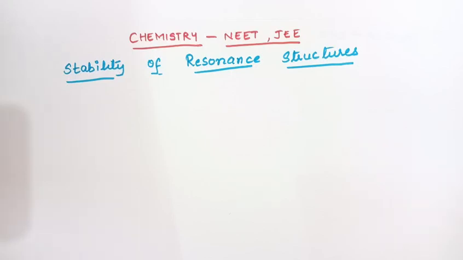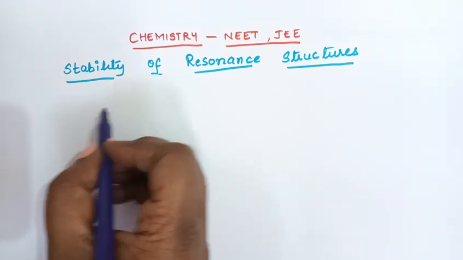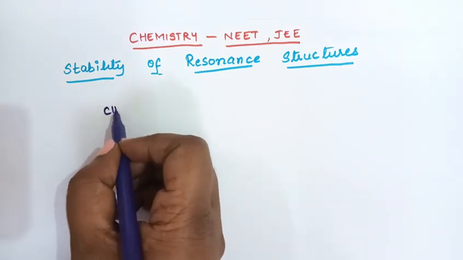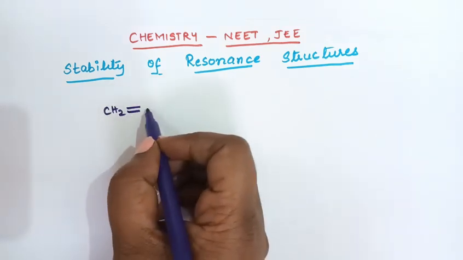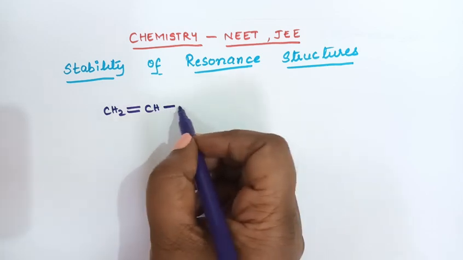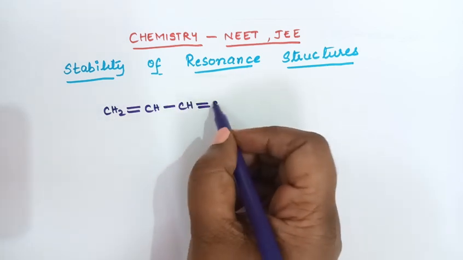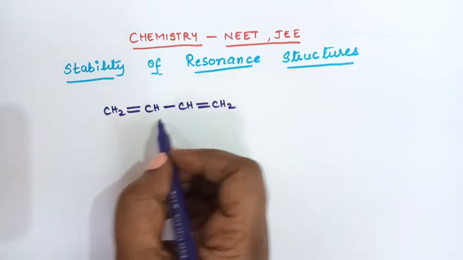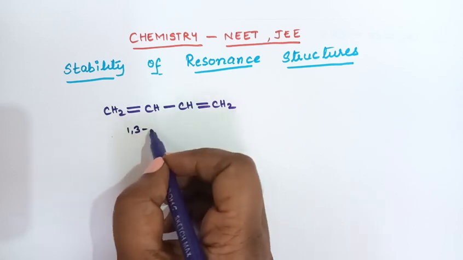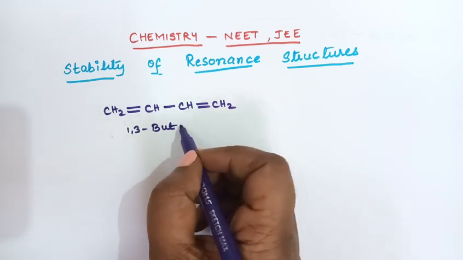Students, in this video we are going to learn how to find the stability of resonance structures. So when two or three resonance structures are given, how to find which is more stable. Let us take one example and understand first. Take CH2 double bond CH, single bond CH, double bond CH2. So this is 1,3-butadiene.